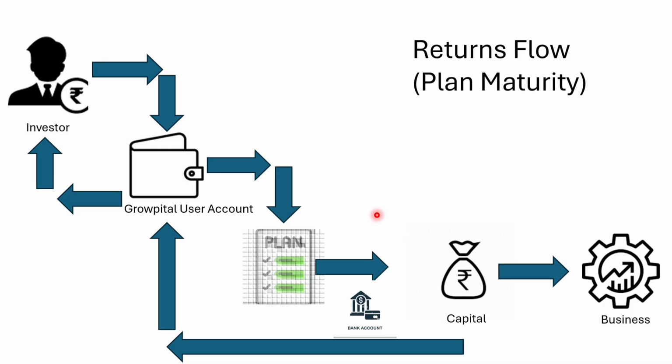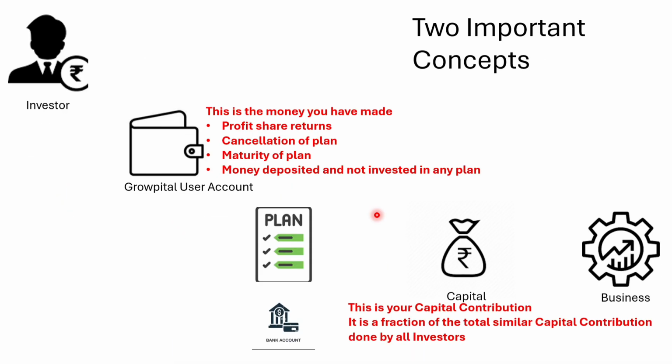All right. Now, having revised the concept of investment and the way you could get the money out of the system, let's focus on the two important concepts out here. I'm telling you all this because eventually in the payout plan which I'm going to introduce to you, these concepts will be important. So the first concept is the concept of the Growpital user account, which is sort of a logical account in the software which showed the amount of money which you could withdraw to your own bank account.